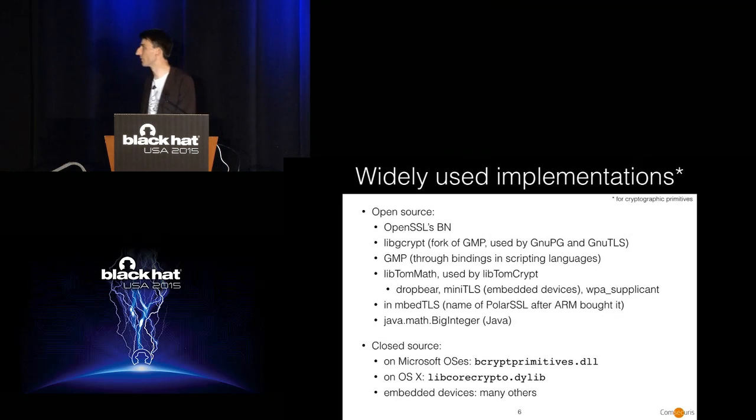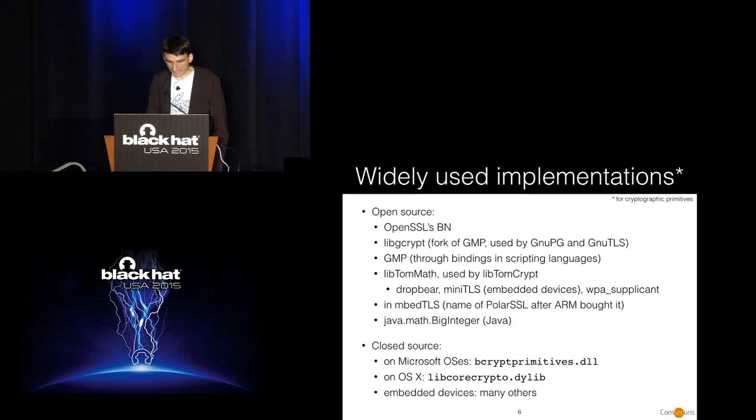Then we have closed source implementations. In Microsoft OS, you have BigCrypt primitives.dll. If you ever try to figure out where all that computation for your IIS SSL handshake is going on, that's where you have to look. There are apparently heaps of other BigNum implementations, but this is the only one I found that is related to crypto that I care about.